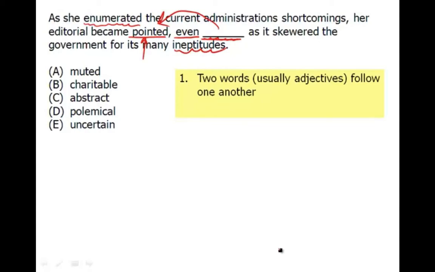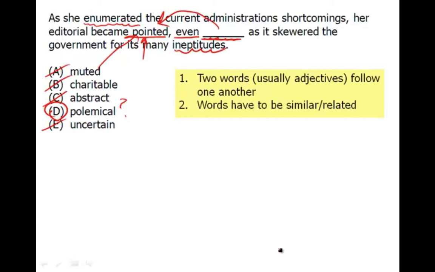Well, let's look at muted. Muted, again, of course, we want to make sure here that the words are similar and related. Muted is the opposite. You're quiet in your criticism. Charitable, you're kind. That's definitely the opposite of what's going on as well. Abstract, you're vague. Polemical, mystery word. Uncertain, while she was pointed, she was pretty certain about how she was criticizing. So we need an even more extreme word. That's not going to work. And again, you see that the word you don't know is the answer.